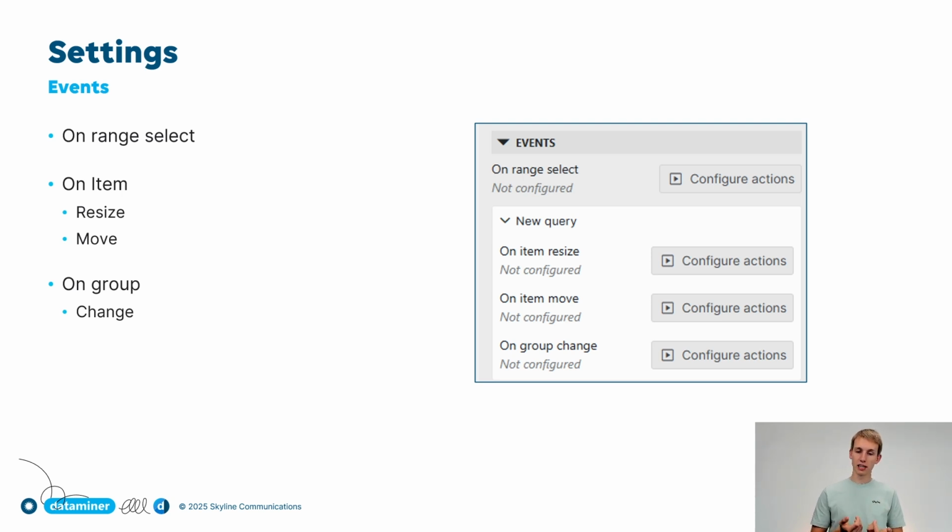So we have the on-range select, for example. I've talked about that highlighting before. So if, for example, a range is selected, you can choose to set a new highlight on that range. You can choose to clear previous highlights, for example.